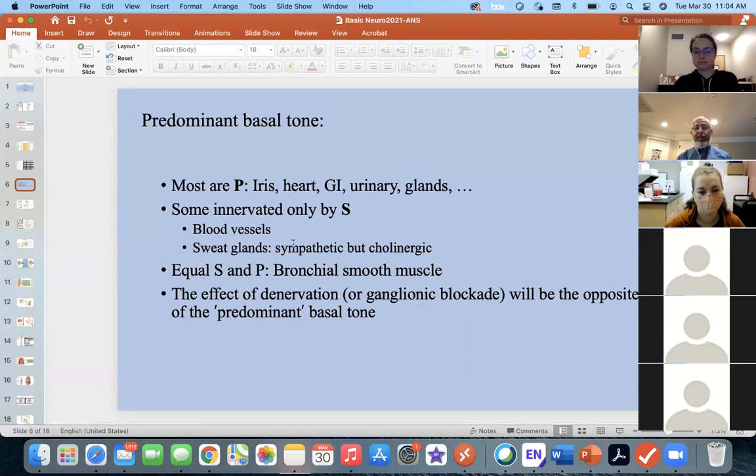But there is a difference in sweat gland. Even though they are sympathetic, their neurotransmitter is different. I will talk about neurotransmitter in a while. Okay, so they have a different neurotransmitter. Now, in some places, they have equal sympathetic and parasympathetic. So in this case, like bronchial smooth muscle, you don't have any predominant tone that is predominantly in control.